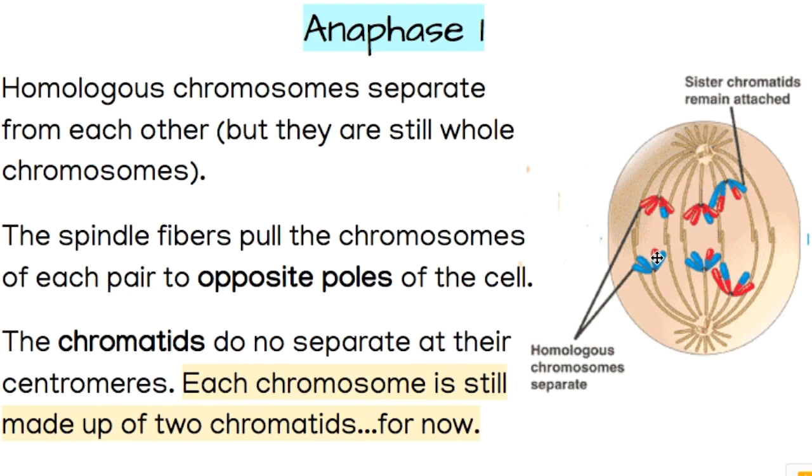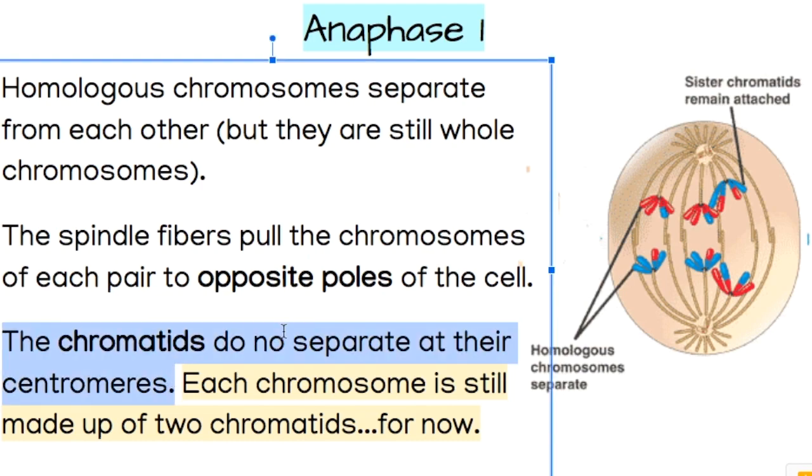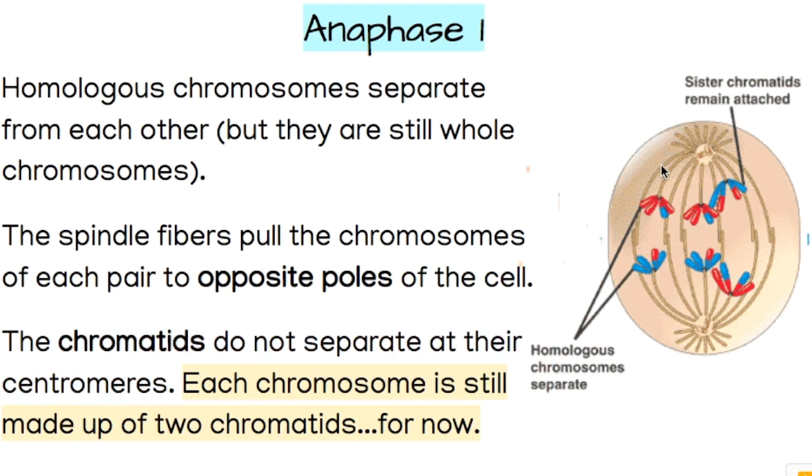If you think back to anaphase of mitosis, it was just a chromatid. It was just a V, half an X being dragged. So we still are moving around double the information in this cell. Same mechanism as mitosis. The spindle fibers are pulling on the chromosome and they're pulling them to the opposite poles or ends of the cell. What to notice, the chromatids do not separate at their centromeres this time. Each chromosome is still made up of 2 chromatids that are attached to the centromere for now.